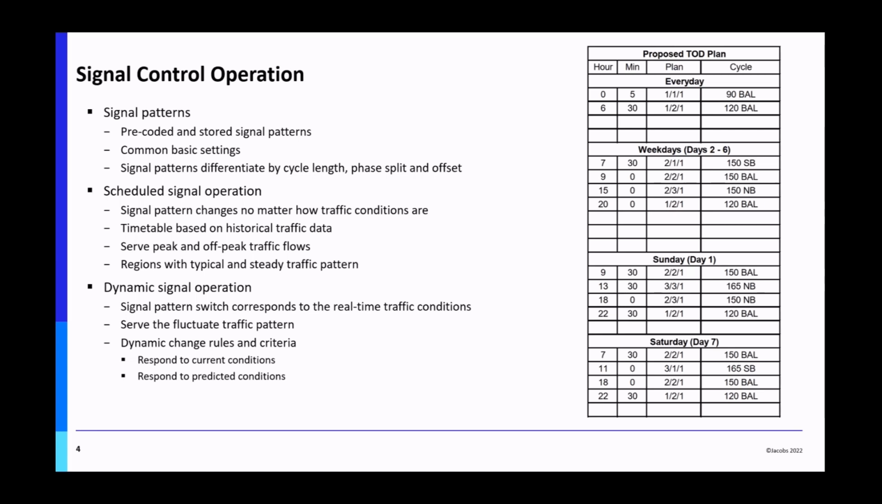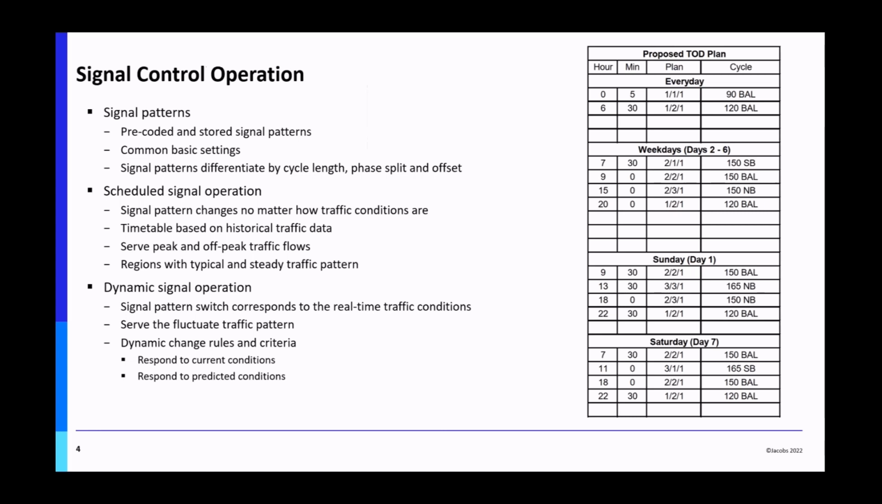If the traffic flows constantly have inconsistent change, the scheduled switch cannot instantly respond to the traffic condition and would not be effective in managing traffic flows. In such scenarios, dynamic signal operation would be more appropriate. It can better serve fluctuating traffic patterns and irregular traffic flows by responding to the real-time traffic conditions with streaming of sensor data and artificial intelligence algorithms.